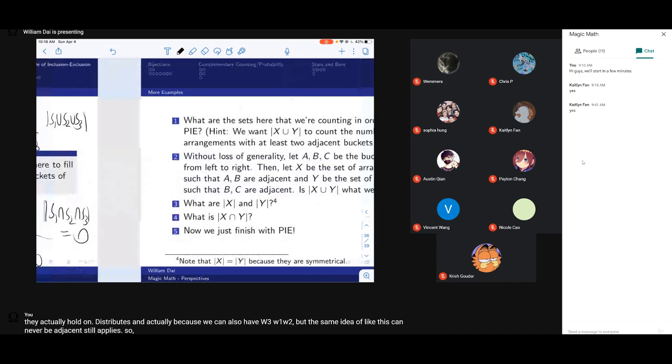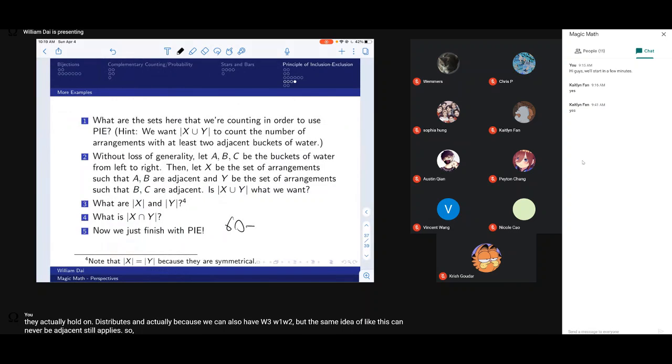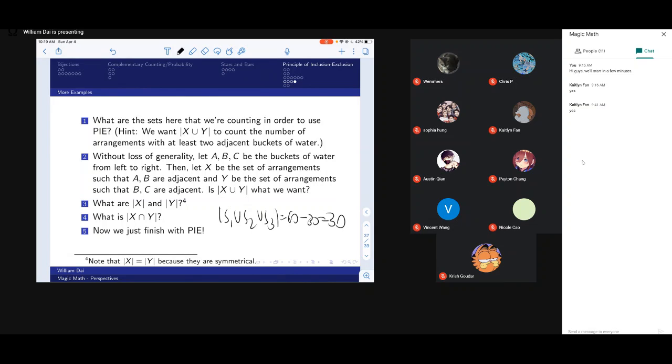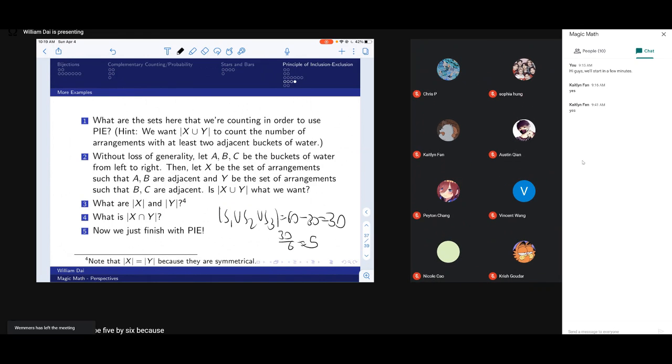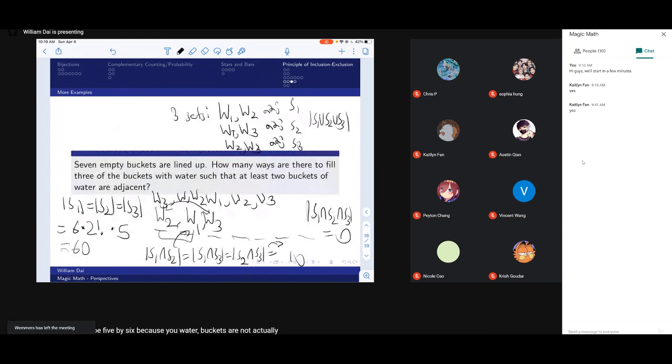So we use pi here and we get this. And then we have to divide by 6 because the water buckets are not actually distinguishable, because we assumed they were distinguishable here, and that's okay, but we have to account for it.